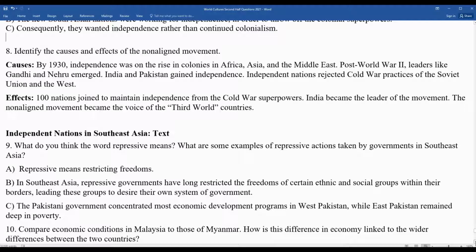The Pakistani government concentrated most economic development programs in West Pakistan, while East Pakistan remained deep in poverty, which was obviously beyond comprehension. 10, compare economic conditions in Malaysia to those of Myanmar. Has this difference in the economy linked to wider differences between the countries?